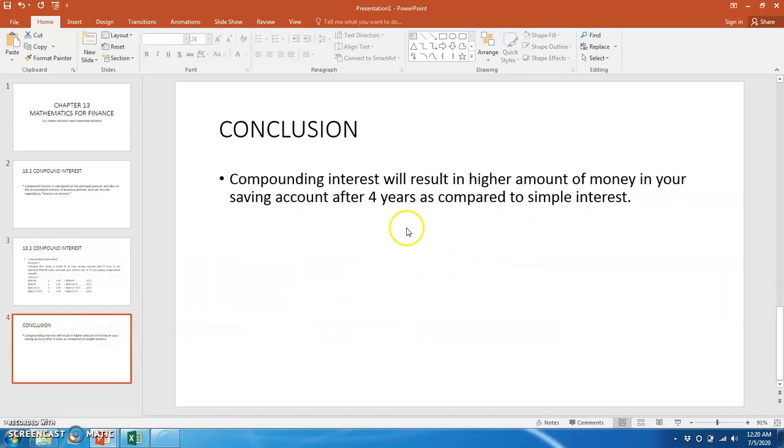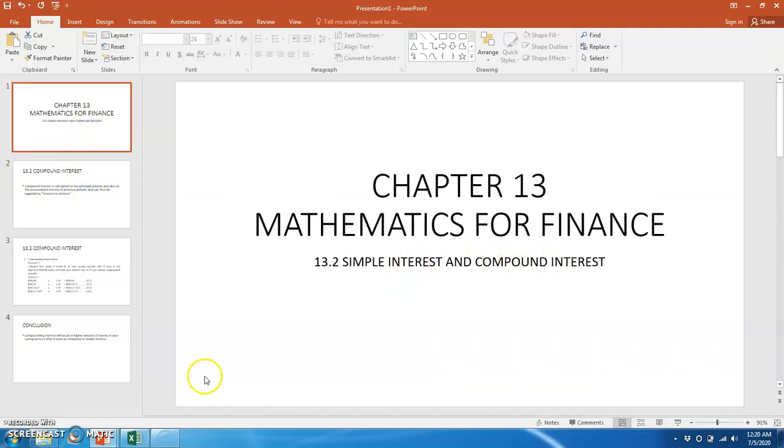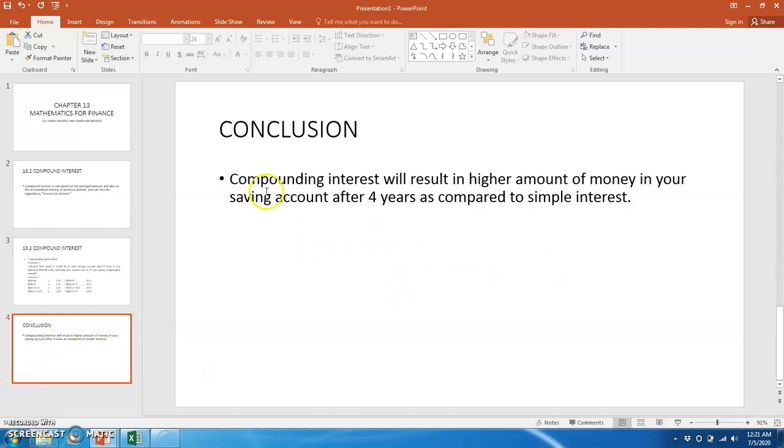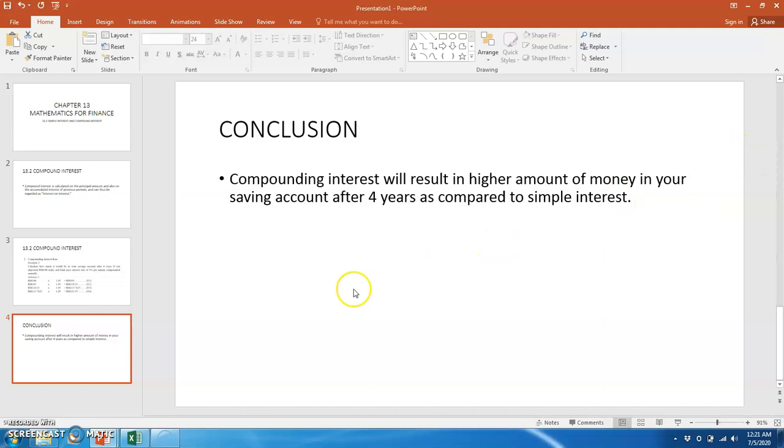And what is the conclusion between simple interest and compound interest? The conclusion is that compounding interest will result in a higher amount of money in your savings account after 4 years as compared to simple interest, meaning that you will get a lot more interest money by using compound interest as compared to the simple interest calculation.